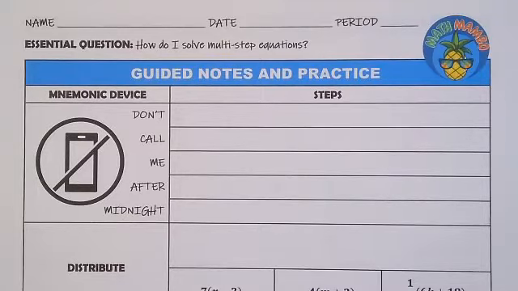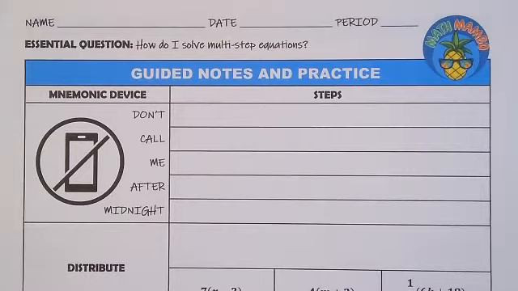The essential question for this lesson is, how do I solve multi-step equations? To solve multi-step equations, we use a mnemonic device, "Don't call me after midnight." It helps us remember the steps we need to use to solve a multi-step equation.